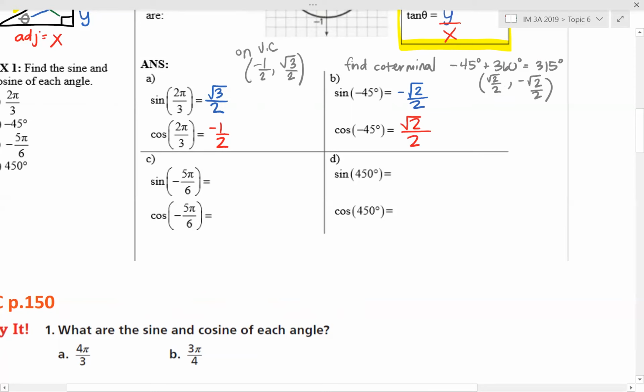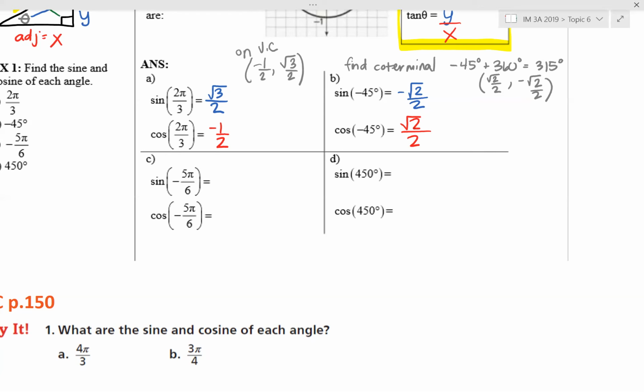So either the value is strictly exactly on the unit circle, or we need to find a positive or negative coterminal angle. A positive coterminal angle if it is a negative value. So that's way easier for things that are in degrees. When we have radians, things can be a little bit more complicated.